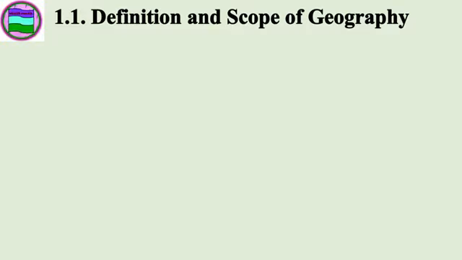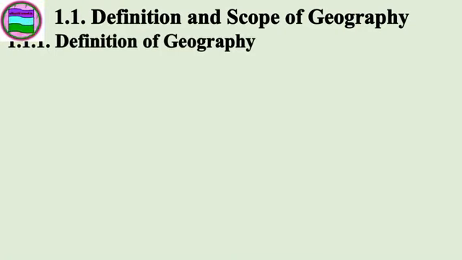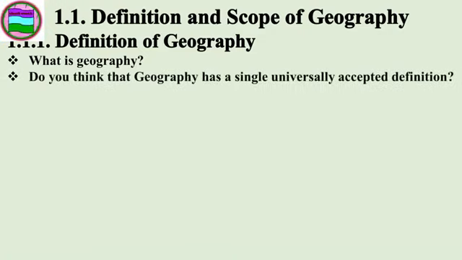Having said this, the first point I am going to present is the definition and scope of geography. First, I will show you the definition of geography, meaning what geography is, or how we define geography. So this is a question: what is geography? Do you think that geography has a single universally accepted definition, defined by different scholars, researchers, or organizations? What is your answer? If your answer is no, then what is the reason? Why does geography have different definitions defined by different scholars?